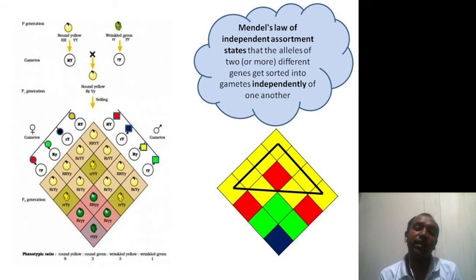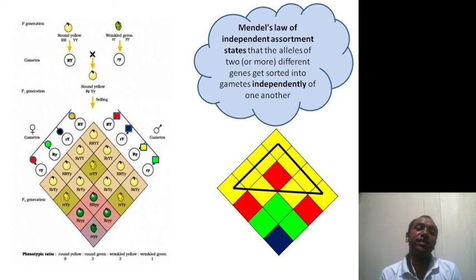So if you count, the yellow are 9 in number, then the red boxes are 3, following a certain pattern, the green are 3 and the blue one is 1. So what you see is 9 is to 3 is to 3 is to 1. Please keep that in mind. In a dihybrid cross, the ratio is 9:3:3:1, where 9 stands for yellow round. Then what you get is round green 3, wrinkled yellow 3, then wrinkled green 1.